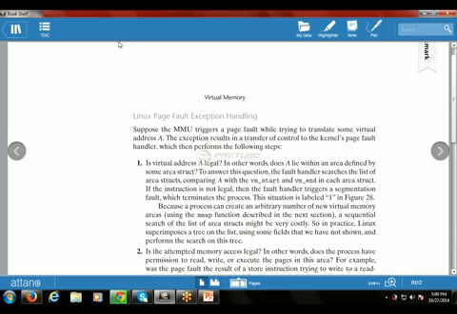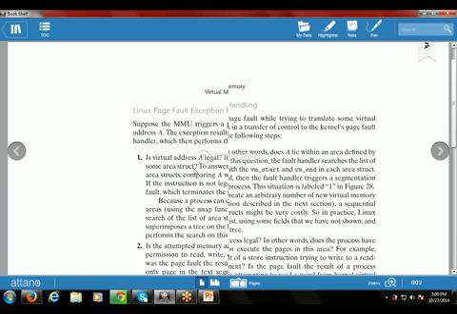That is, whenever a page is not available in memory, control passes to the kernel, which is triggered by the MMU, the memory management unit, and then passed to the Linux page fault exception handler. The page fault exception handler performs the following steps to handle the page fault. So what are the steps?